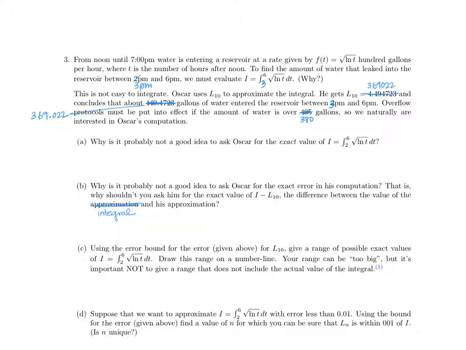So now it says using the error bound for the error given above for L10, give a range of possible exact values of this integral. Our integral is going from 3 to 6 of the square root of natural log of t dt.